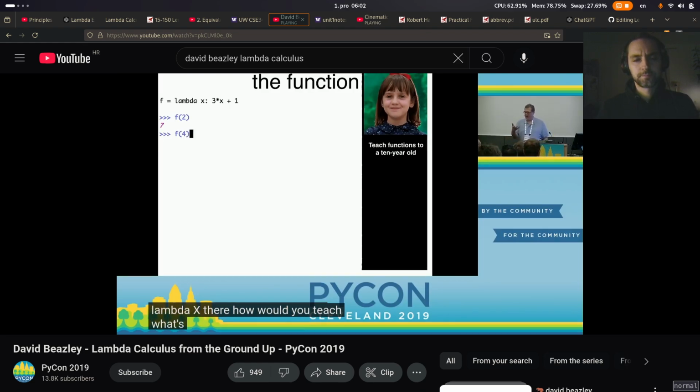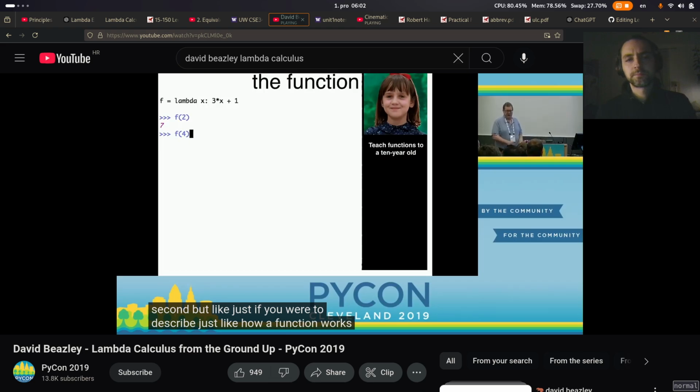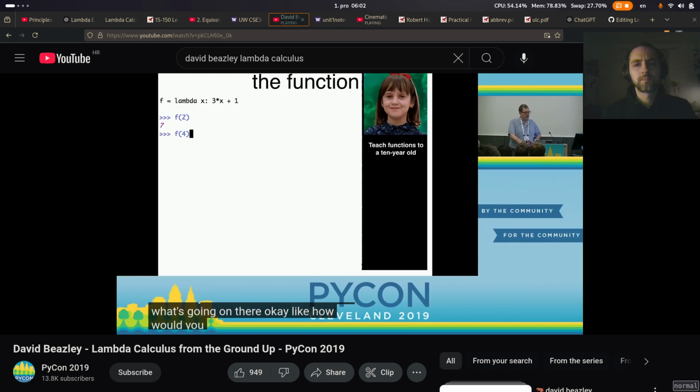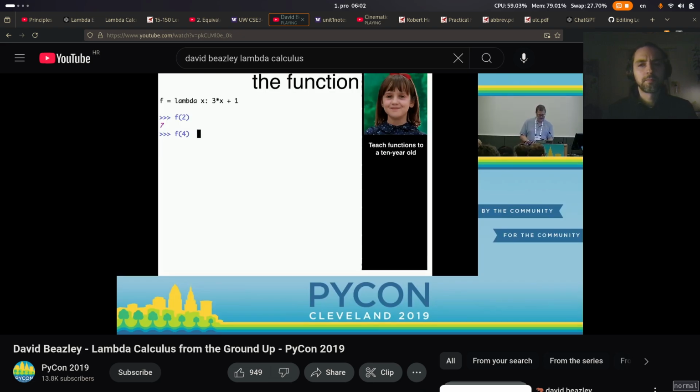How would you teach what's happening there to a 10-year-old? I have a 10-year-old kid. He's in 3rd, 4th grade. They're doing math. If you want to forget the lambda part of that for a second, if you were to describe just how a function works, what's going on there? How would you teach that?